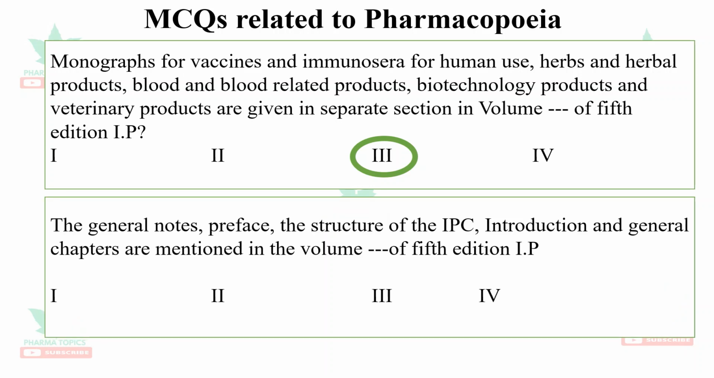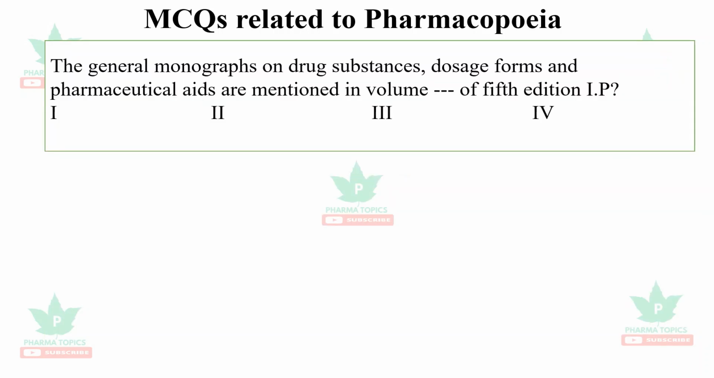The general notes, preface, the structure of IPC, introduction, and general chapters are mentioned in the volume dash of the 5th edition of IP. It is the first volume of the 5th edition of IP. The general notes, preface, and structure of IPC have additional introduction and general chapters. The general monographs on drug substances, dosage forms, and pharmaceutical aids are mentioned in dash volume of the 5th edition of IP. It is the second volume of the 5th edition of IP.